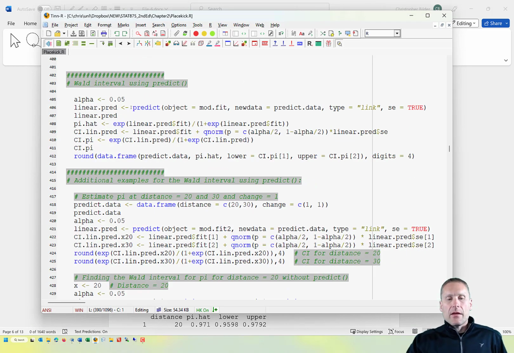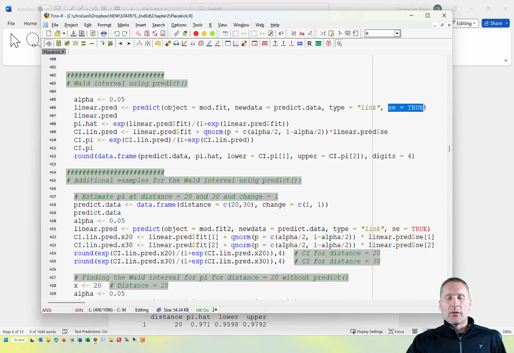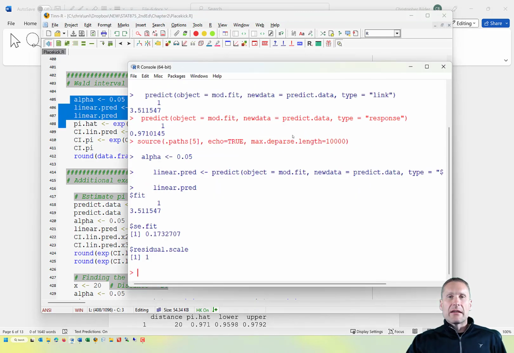Okay. So I'm going to say predict object equal mod.fit again, new data equal predict.data. I'm going to work with type equal link because I want to find information to help me get an interval for beta 0 plus beta 1 times x first. And then se equals true, standard error equals true. Remember what a standard error is? All it is, is the square root of the estimated variance of a statistic. In this case, our statistic is beta hat 0 plus beta hat 1 times 20. So I'm also going to set alpha to be 0.05. I put this in an object called linear.pred, and here we go.